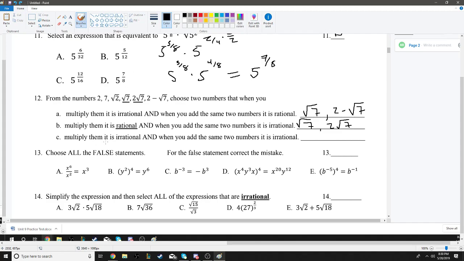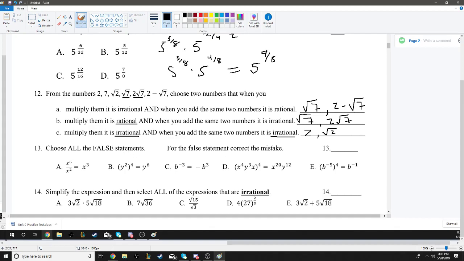And then multiply them to make it irrational, so they should have different roots. And when you add the same two numbers, it is irrational. So this one's kind of an easy one. You can pick a lot of them. 2 and root 2 would be good.